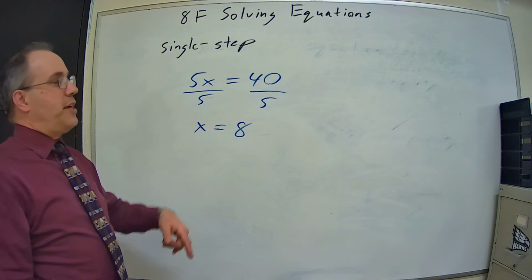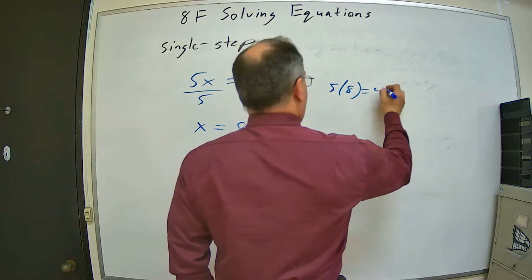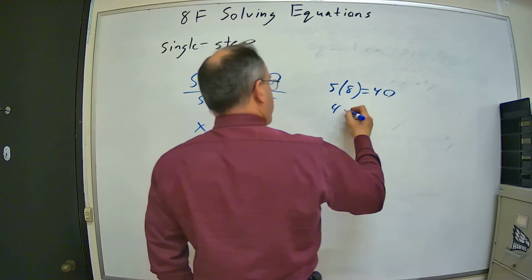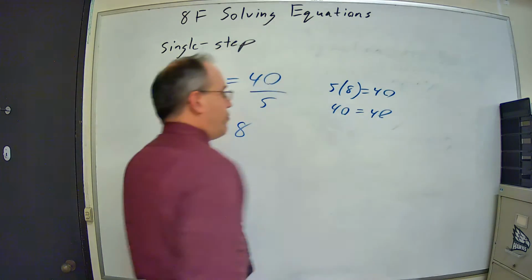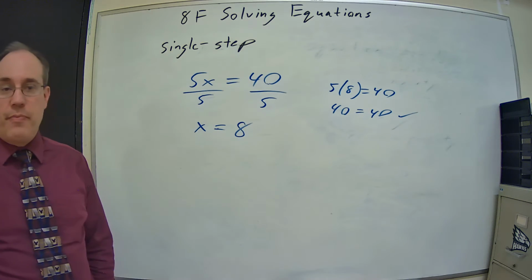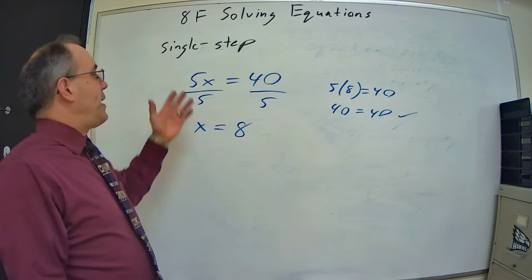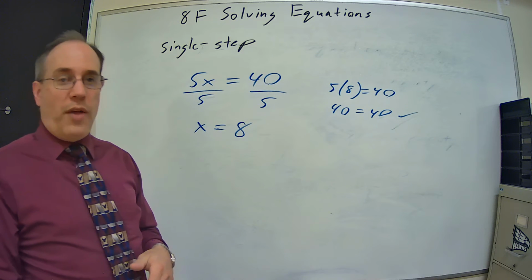So x is equal to 8. If I want to check it, 5 times 8 is equal to 40. 5 times 8 is 40. So we have 40 equal to 40. Check. It's good.